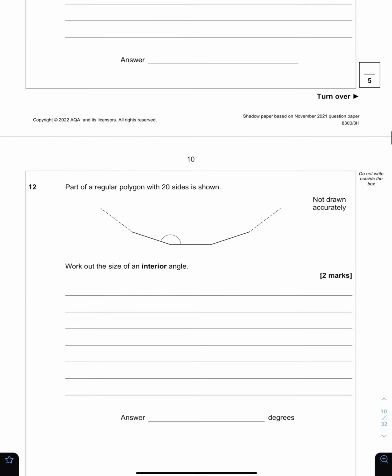Okay, next we've got part of a regular polygon with 20 sides that are shown. And it says work out the size of an interior angle. Well, first of all, what even is an interior angle? Well, this is an example of an interior angle. We could use the fact quite easily that if I extend this line, then this would form an exterior angle. So I've made a straight line, and an interior angle and its respective exterior angle will always add up to 180. That's one fact that we need.